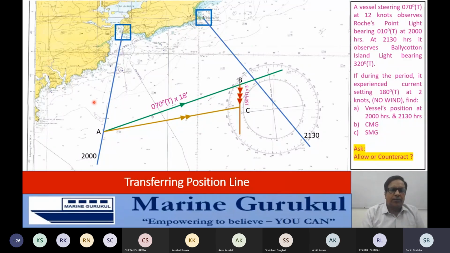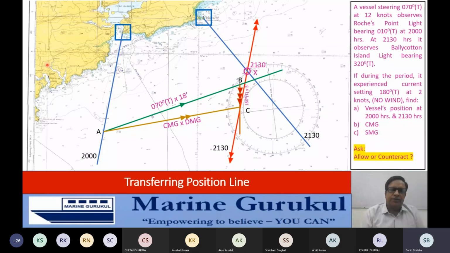So if the vessel was at point A at 2000 hours, then because of her own propulsion and the current, in 1.5 hours, that is 2130, the vessel would have reached point C. That means point A stands transferred to point C. So this time the PL shall be transferred through point C. So we transfer the PL through point C indicated by 2 arrows at each end, time indicated against it, and where it cuts the 2130 PL, that becomes point X, the 2130 fix.